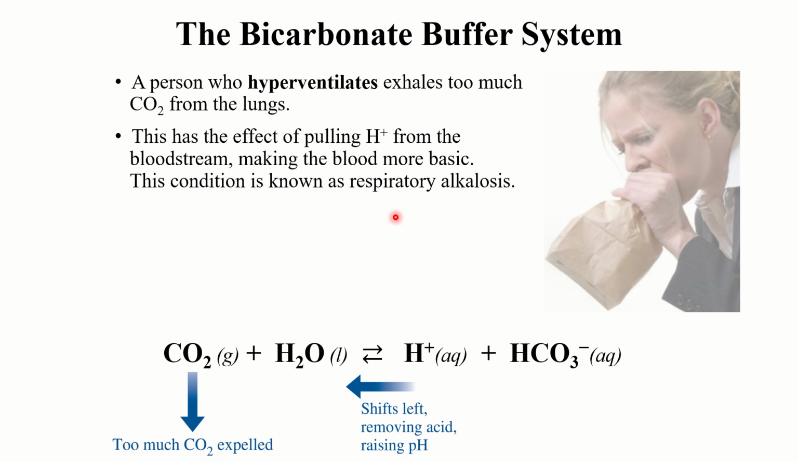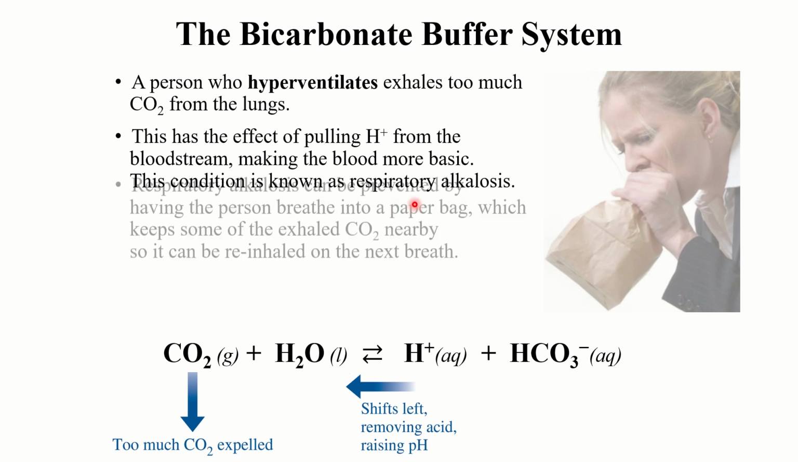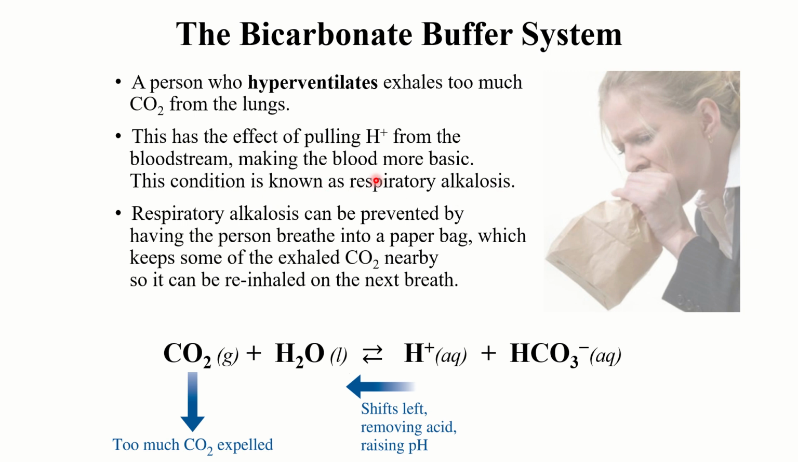Which leads to a condition known as respiratory alkalosis. Respiratory alkalosis can be prevented by having the person breathe into a paper bag. If you breathe into a brown paper bag, this results in you inhaling some of that exhaled CO2, and so this will help to re-establish or rebalance this equilibrium and can stabilize your blood pH.